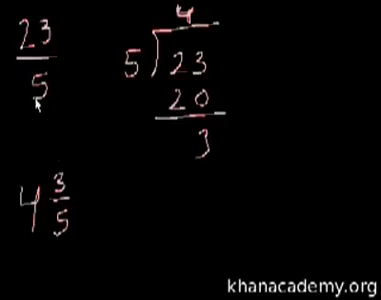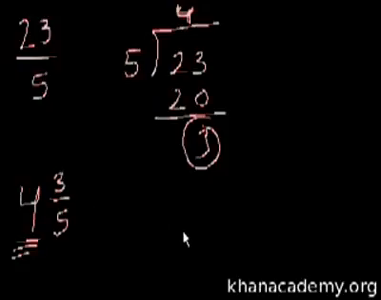Let's review what we just did. We just took the denominator and divided it into the numerator. So 5 goes into 23 4 times. And what's left over is 3. So 5 goes into 23 4 and 3/5 times. Or another way of saying that is 23 over 5 is 4 and 3/5.